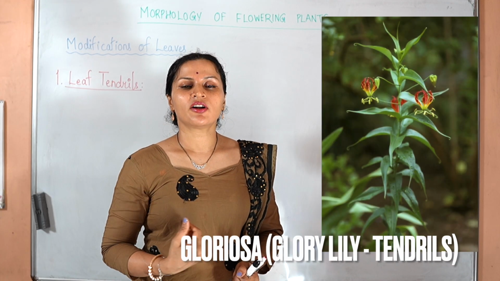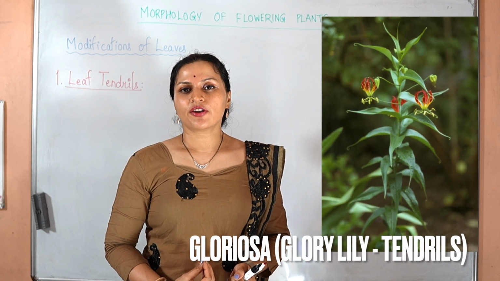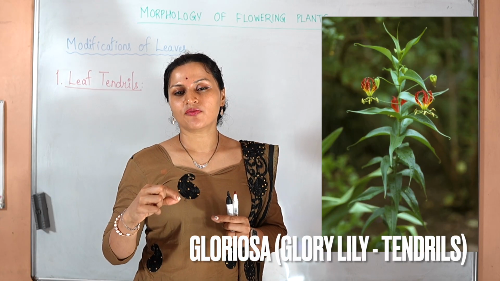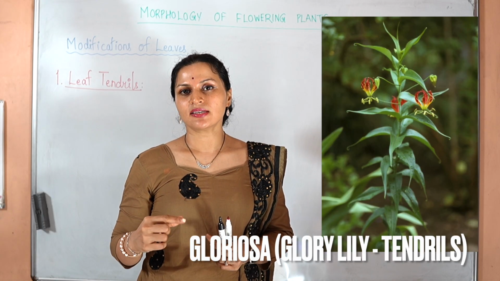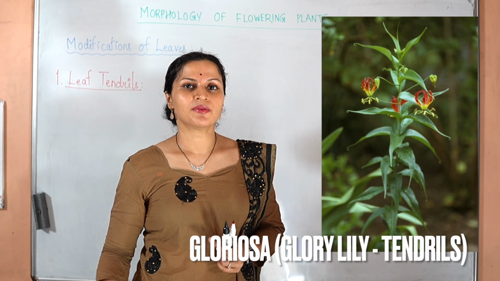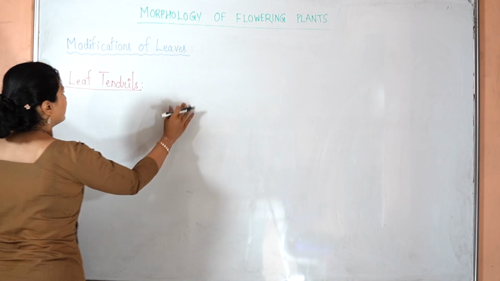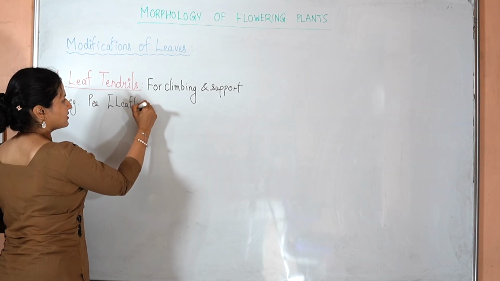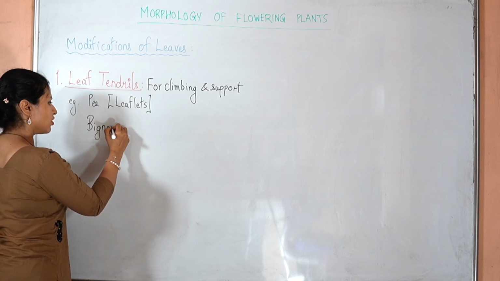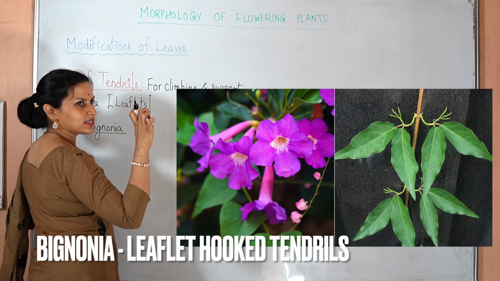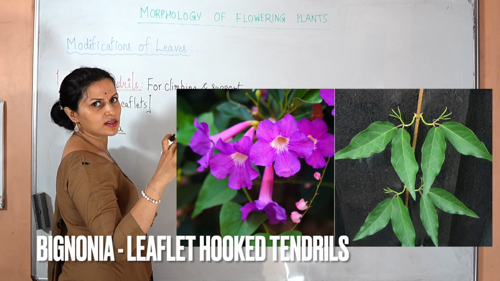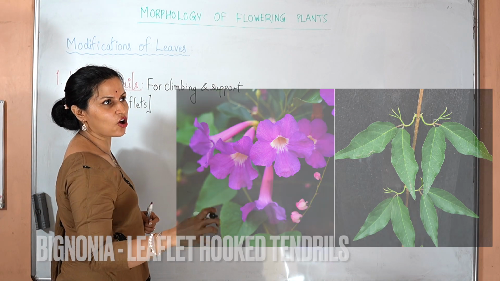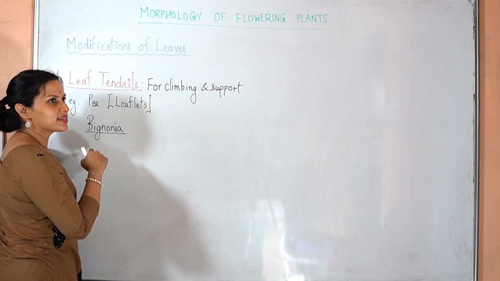In another plant called glory lily, scientific name Gloriosa, the terminal tip of the leaf, which is called the leaf apex, becomes tendrilar and helps to coil around a support. Leaf tendrils for climbing and support. Example, pea, leaflets. In another plant called Bignonia, leaves become hooked like and help the plant in climbing. They appear like cat's claws, and that's why this plant is also called cat's claw.